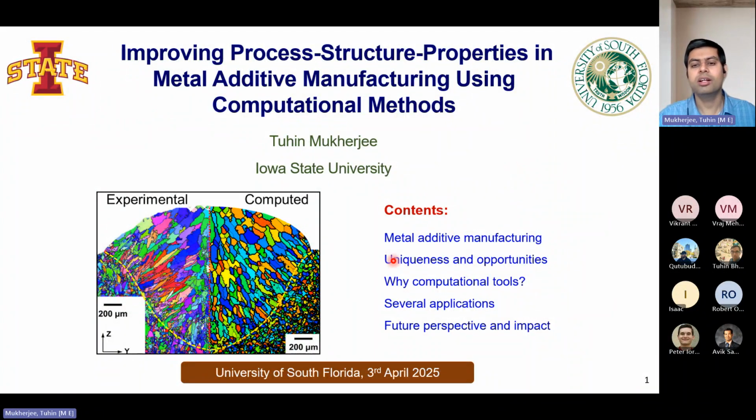So first, I will briefly talk about what are the uniqueness and opportunities that metal additive manufacturing provided us, and why we need computational tool to understand process structure property relationship. And then I am going to give you 8 examples of the application of computational tools in understanding process structure property relationship, particularly modeling and machine learning applications. And then I will finish with future perspective according to me, and what will be the broader long lasting impact in this field.